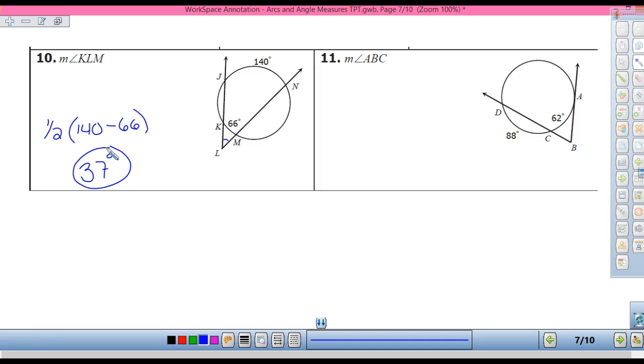All right, take a look at number 11. What are we missing? Well, okay, yep, the angle, but also the big arc. Do I have enough information to find the big arc? Okay, since I'm looking for an arc, am I using 360 or 180? 360, so 360 minus 62 minus 88. What do we have left over? 210? All right, now I can find my angle. Okay, so now 1/2 of 210 minus 62, 74 degrees.